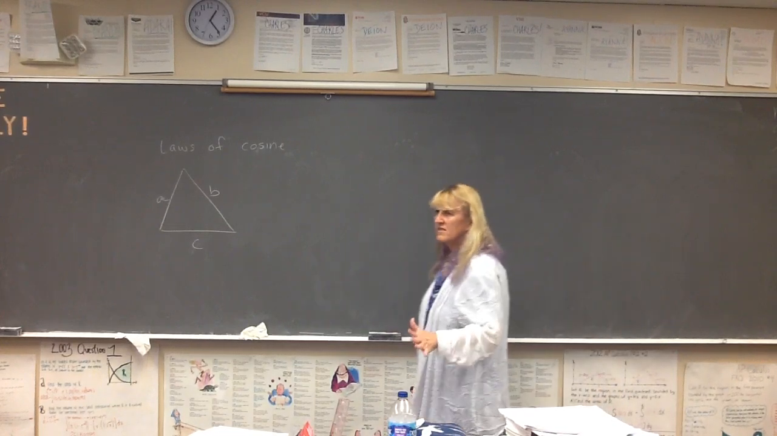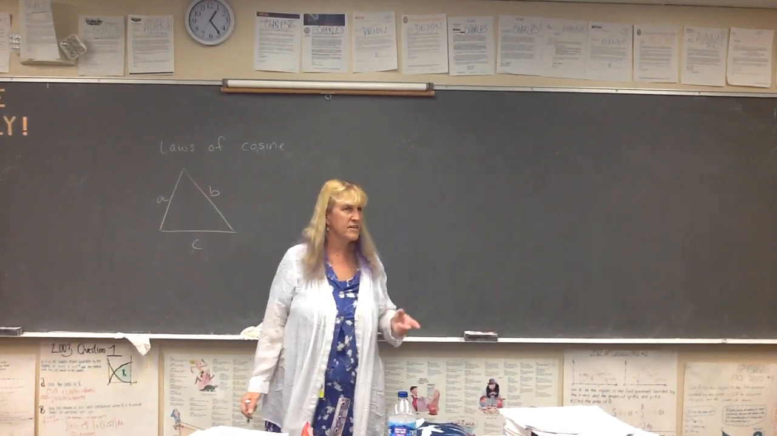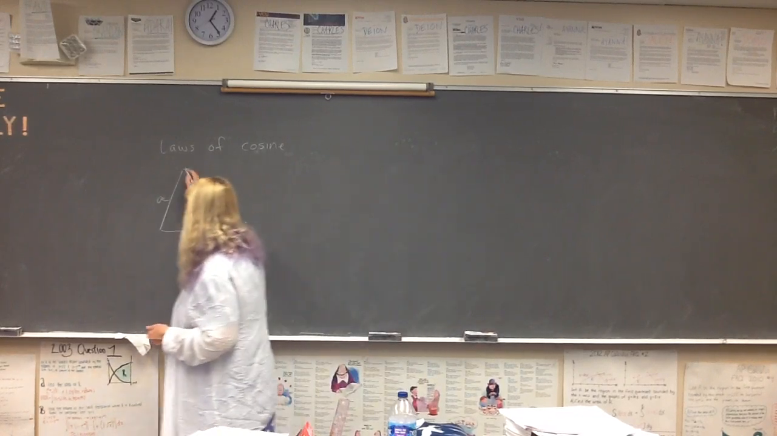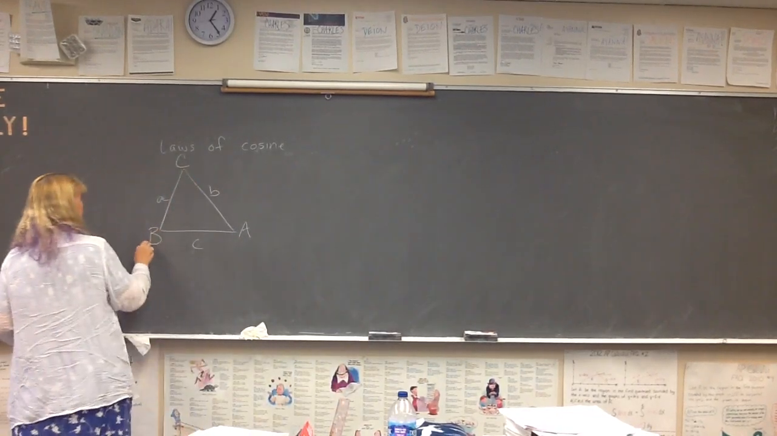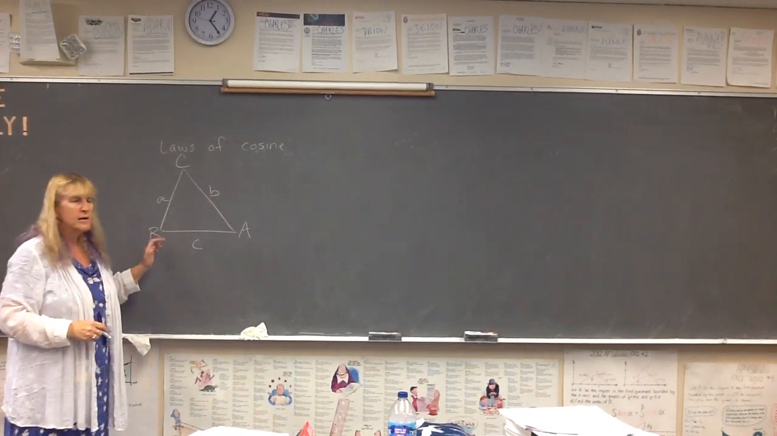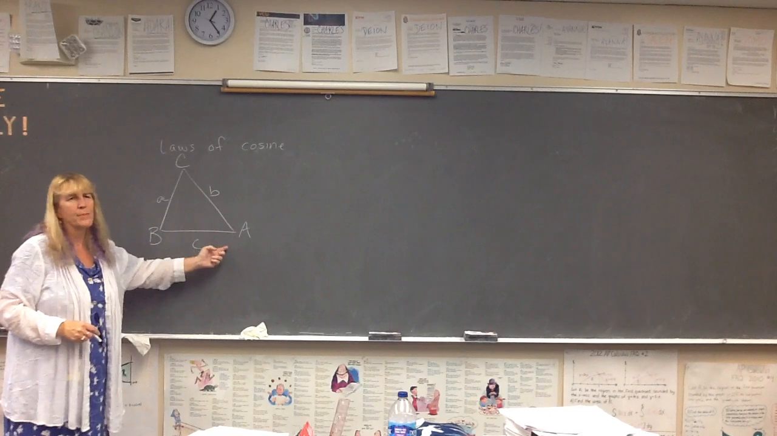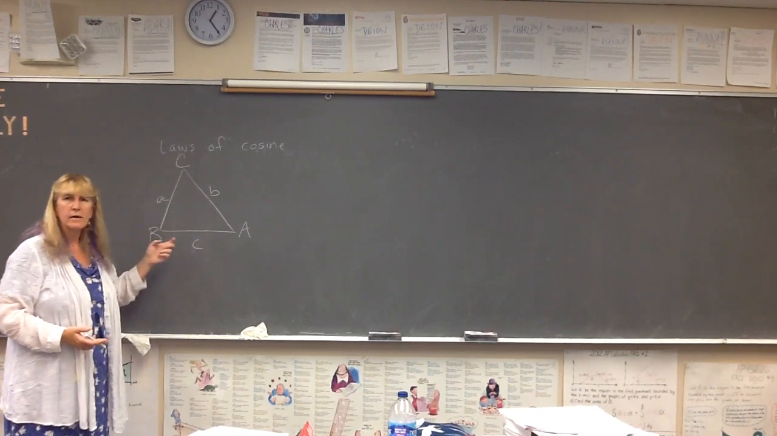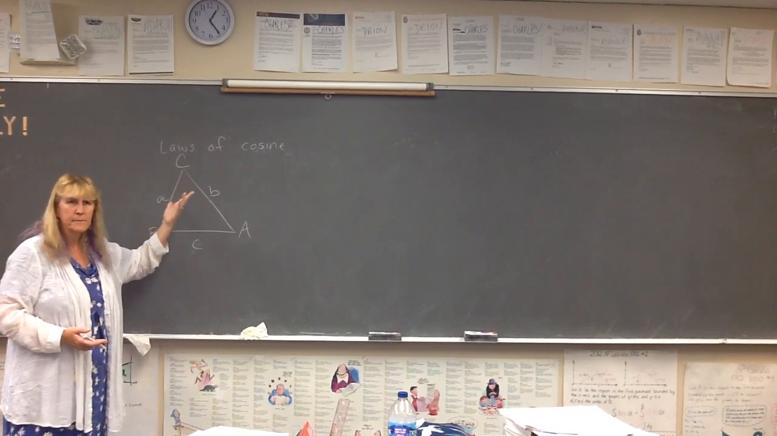Okay, any triangle, doesn't have to be a right triangle. You got 3 sides, a, b, and c. Notice they're all lowercase. And capital A is here, capital C is up here, and capital B is down here. Let's not forget, capital and lowercase are always across from each other. So I call lowercase a and capital A a pair. I call lowercase b and capital B a pair. And I call lowercase c and capital C a pair.